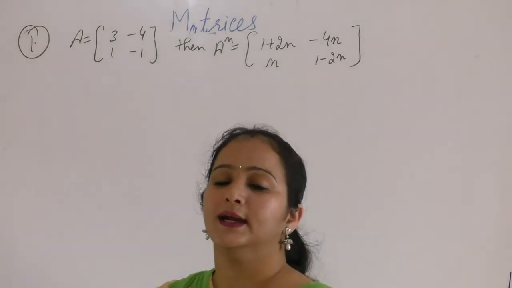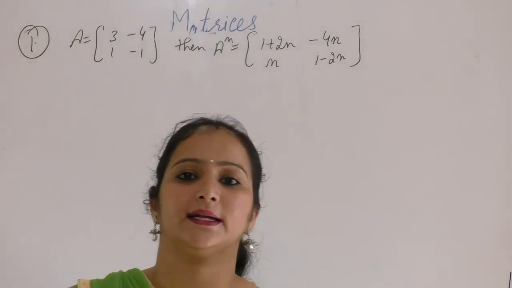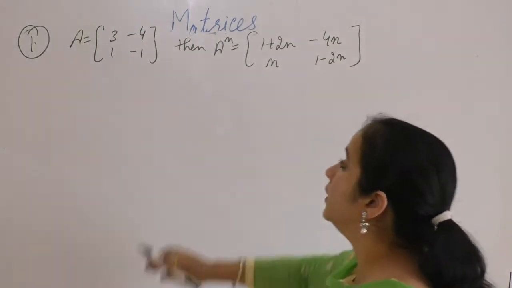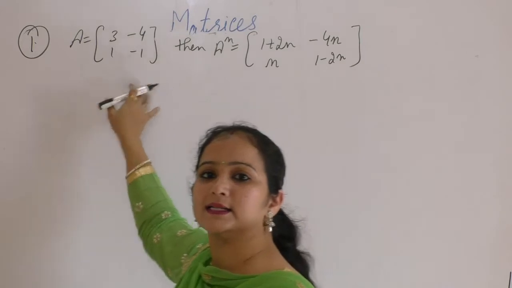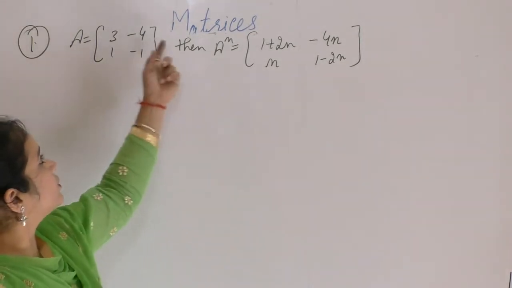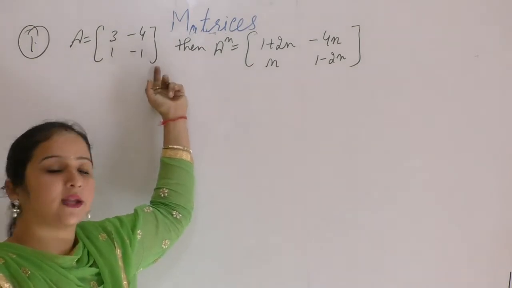मैथमेटिकल इंडक्शन। 11th क्लास में हमने मैथमेटिकल इंडक्शन का चैप्टर पढ़ा है, उसी के बेसिस पे हम क्वेश्चन सॉल्व करेंगे। प्रूव द फॉलोइंग मैट्रिक्स बाय यूजिंग मैथमेटिकल इंडक्शन। If A is equals to [3, -4; 1, -1], then A^n is equals to this.